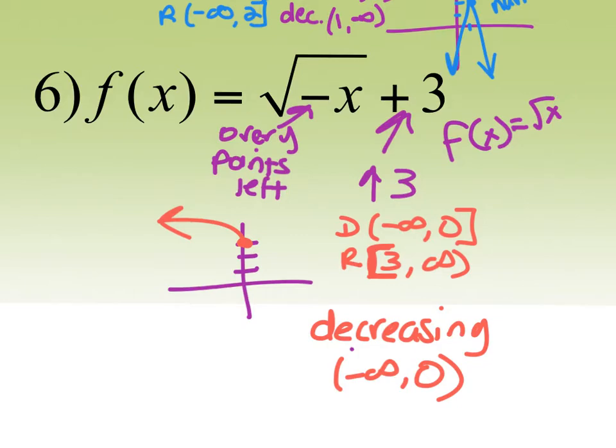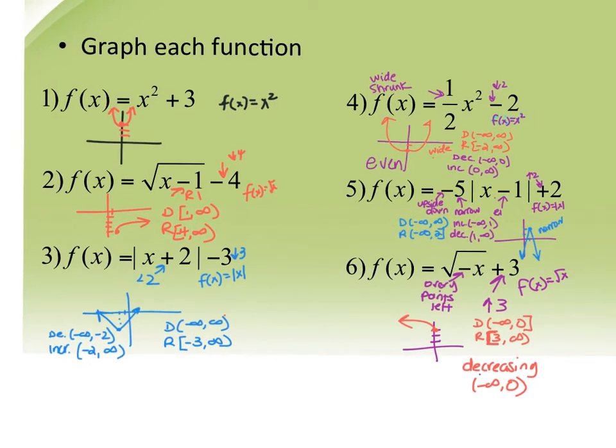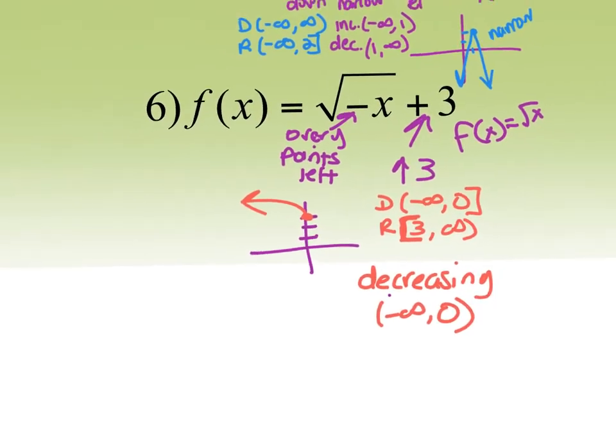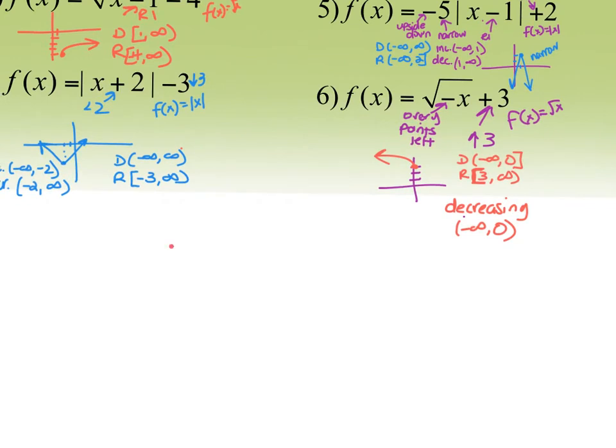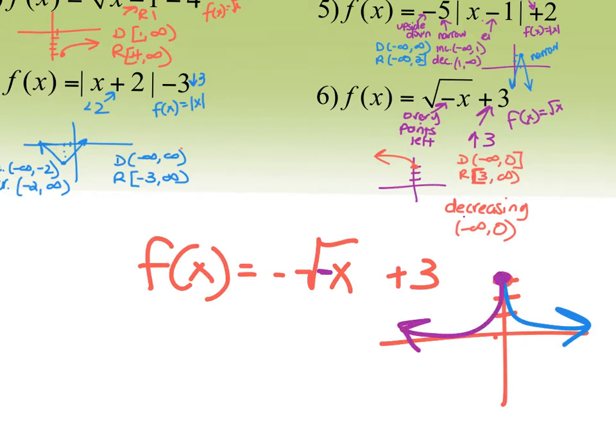Questions on any of them? Isabella? On the last one, if the negative was outside the square, it would flip over the x-axis. Correct. So if the negative was here, now I still go up to 3, but I point it down and to the right. If there was a negative on the front and on the inside, now it would be down and left. So the negative on the front flips it upside down, the negative on the inside flips it right to left.